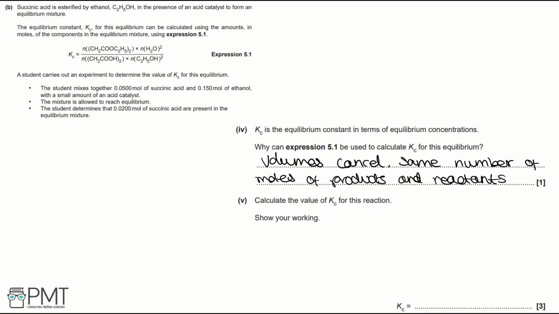And so we can see that we've got on the numerator something raised to the power of 1 and something raised to the power of 2. And on the denominator, we've got something raised to the power of 1 and something raised to the power of 2. So that means that the stoichiometry of the equation, we're going to have a 1, 2 on the reactants and a 1, 2 on the products as well. And so that means that there's going to be the same number of moles of products and reactants based on the stoichiometry.